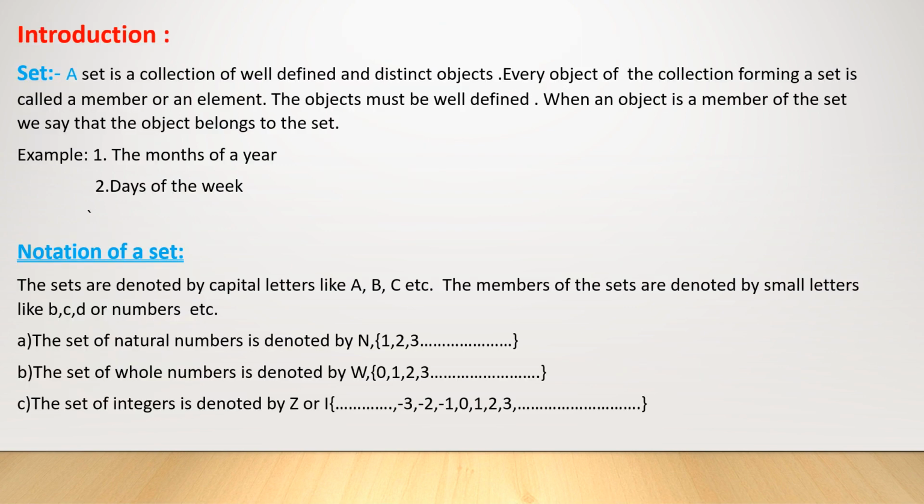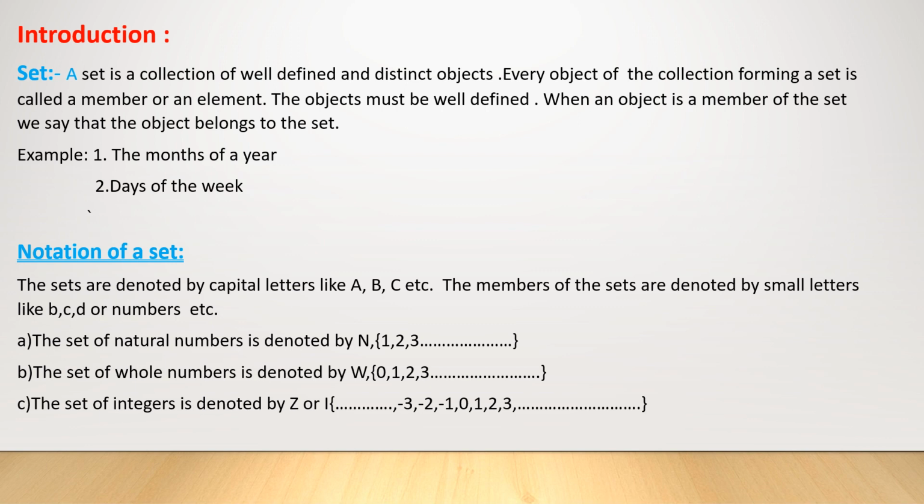Set. A set is a collection of well-defined and distinct objects. Every object of the collection forming a set is called a member or an element. The objects must be well-defined. When an object is a member of the set, we say that the object belongs to the set. Example: the months of a year, days of the week.